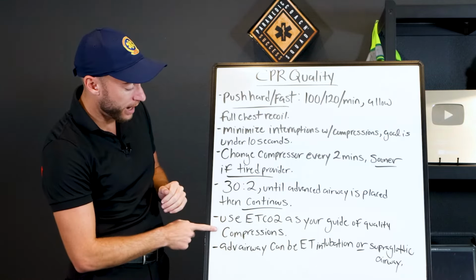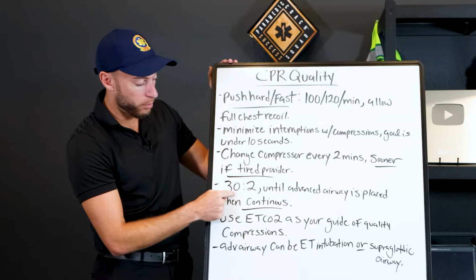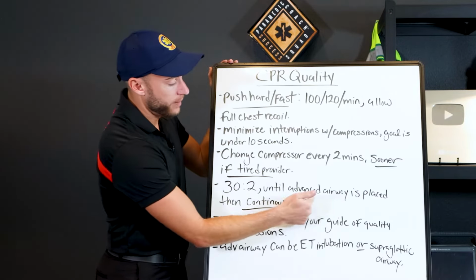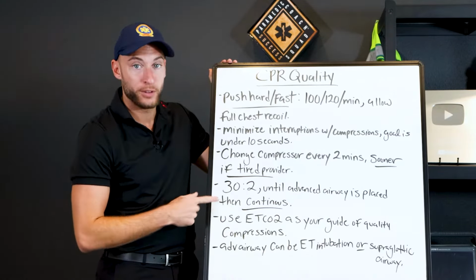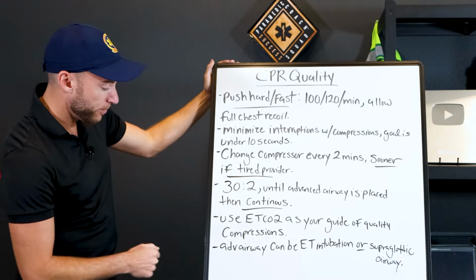But you have this as a guide as well, okay? And we talked about this. We do 30 compressions, 2 ventilations until the advanced airway is placed, then continuous. That was the big pearl on this. And then I'll read the final piece off to you here.